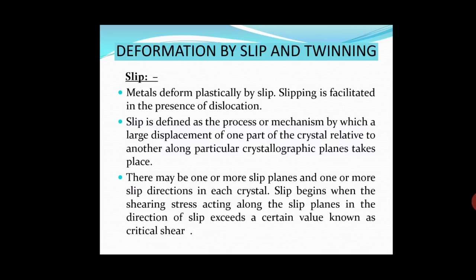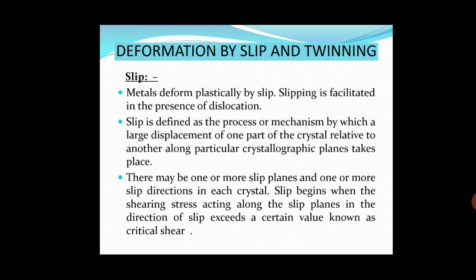You have already known slip plane. Above the slip plane, one layer of atoms gets dislocated, distorted, and the other layer remains undisturbed. So that plane is known as slip plane, along which one layer is slipped or displaced over the other layer.